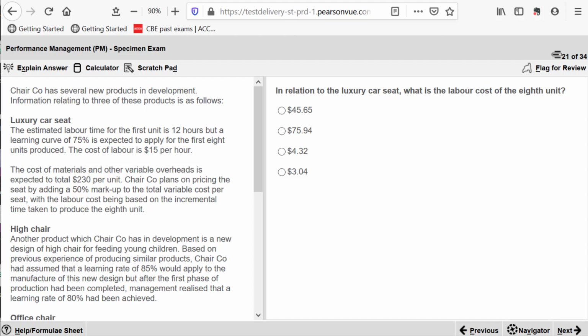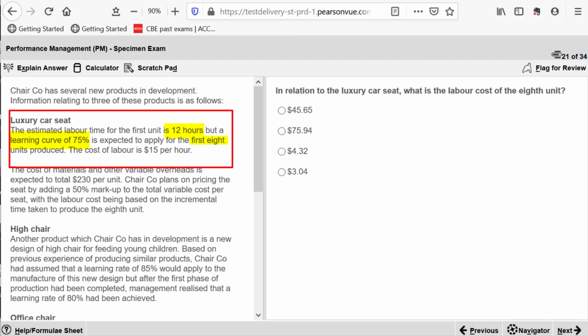This is a classic. There's no tricks here. Find the information that we need. We find in the first paragraph 12 hours. That's the time for number one. We have the learning curve, and we find that we have 8 units produced. So we have to find the time for unit number 8.